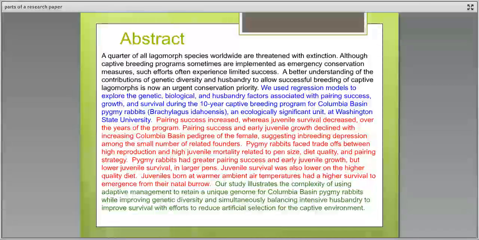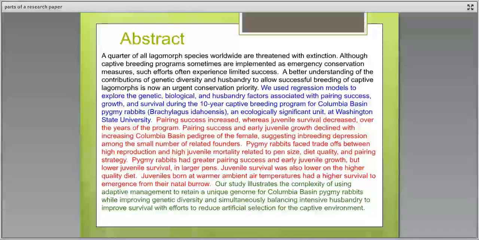And then in red, we have our results. This is a little bit long for results, but still within reasonable limits. So it says, pairing success increased whereas juvenile survival decreased over the years of the program. Pairing success and early juvenile growth declined with increasing Columbia Basin pedigree of the female, suggesting inbreeding depression among the small number of related founders. Pygmy rabbits face trade-offs between high reproduction and high juvenile mortality related to pen size, diet quality, and pairing strategy. Pygmy rabbits had greater pairing success and early juvenile growth, but lower juvenile survival in larger pens. Juvenile survival was also lower on the higher quality diet. Juveniles born at warmer ambient temperatures had a higher survival to emergence from their natal burrow.